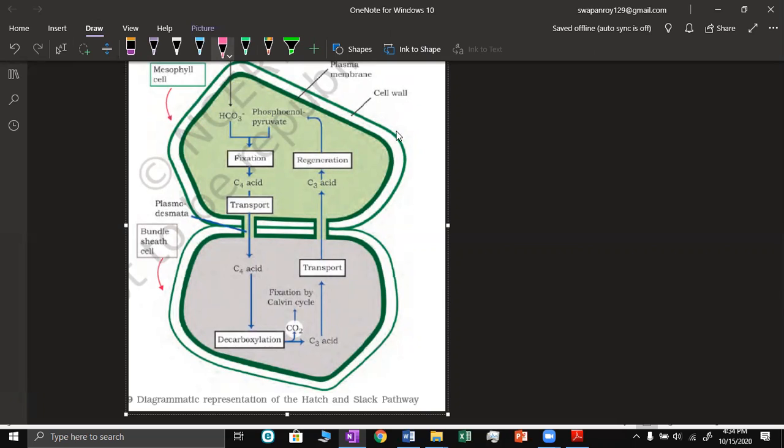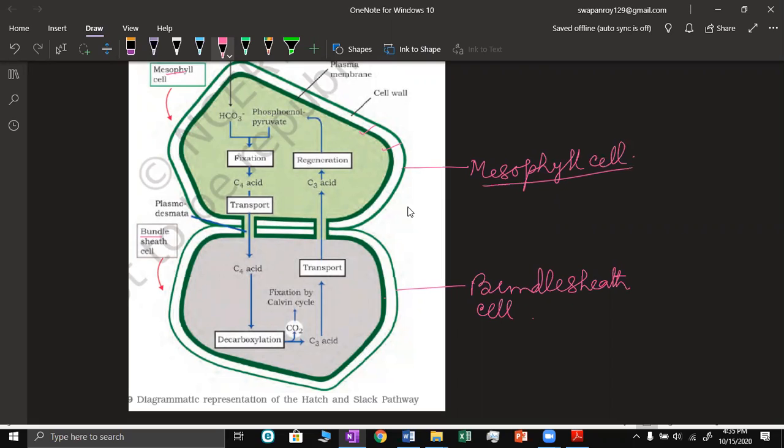This is the cell of, here you see, the mesophyll cell. This one is mesophyll cell, and this is bundle sheath cell. See here written that this is bundle sheath cell. If you cannot say, this one is bundle sheath cell, and this one is normal mesophyll cell. Mesophyll cell, you understand, that is the ground tissue of the leaf.